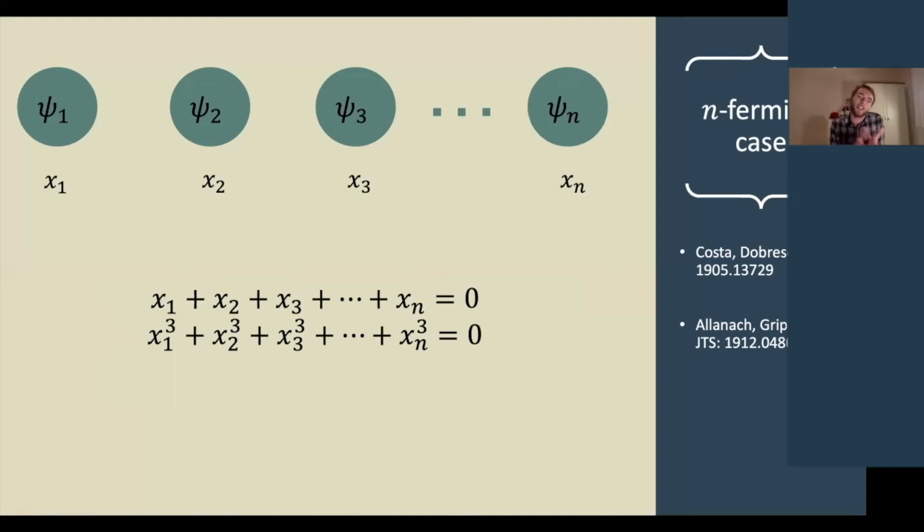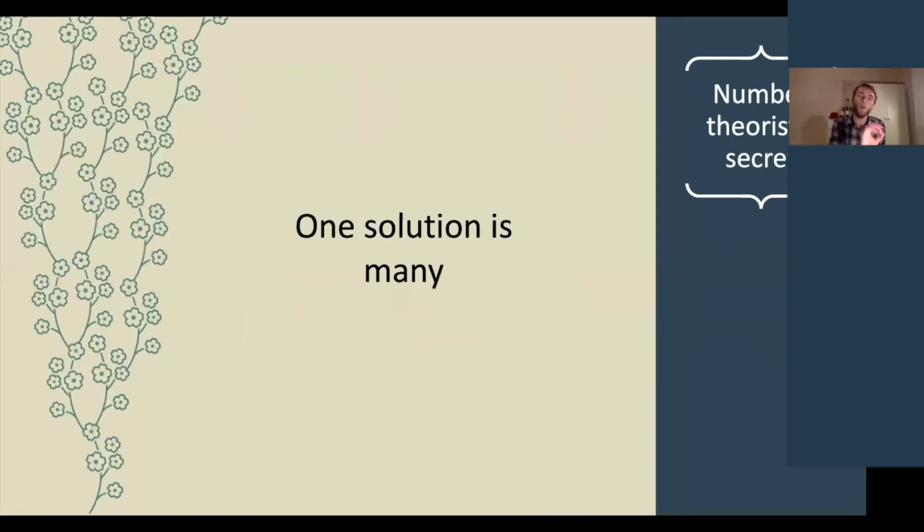And here's a little secret from number theory. One solution is many. The reason Fermat's last theorem was so difficult to prove is that you were trying to show if there were solutions or not. So in number theory, proving the existence of a solution is incredibly difficult. But if you have some solutions, it's very easy to find more. And if you find enough solutions, it's quite easy to find them all. And this is the basic principle behind how you solve these equations.